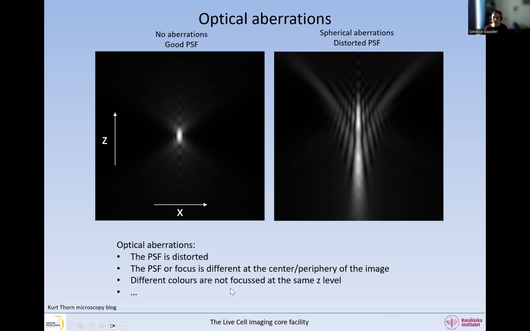We could have the different colors that are not focused at the same Z level. All these are optical aberrations. They can come from your lens being damaged or your lens being of a very low quality. I mean, the objective being of a very low quality or being damaged or being dirty. All this can create optical aberrations.